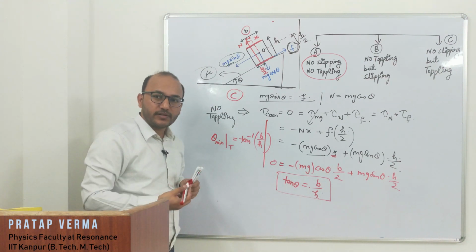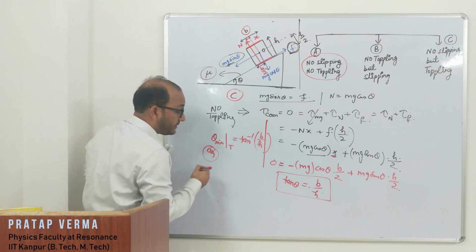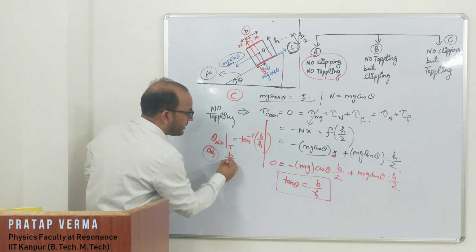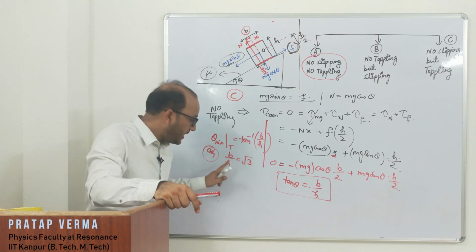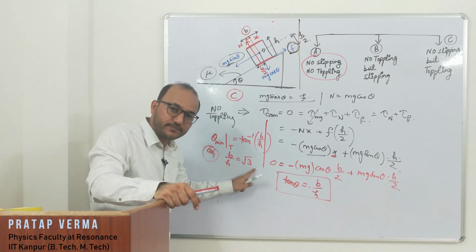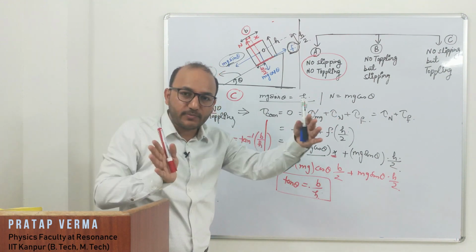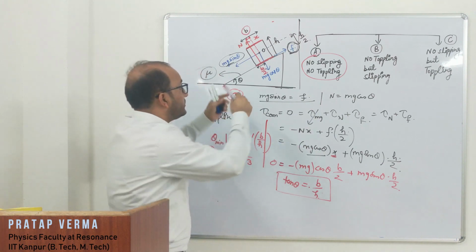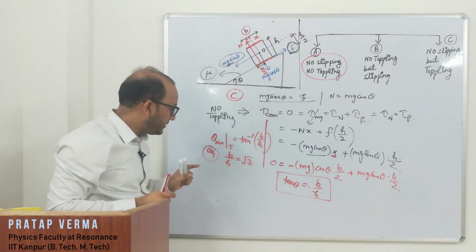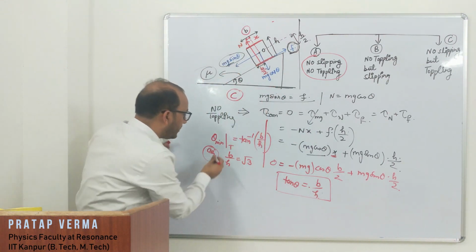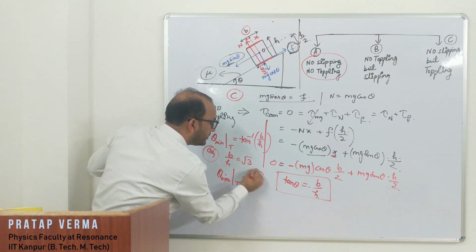Again, let's take some numbers because it helps us to compare things. Suppose b divided by h is equal to root 3, pay attention to this. What does it mean? It means the base is big, height is small. For this cuboid, this dimension is huge compared to the height. So in this scenario, we will get theta minimum for toppling to be equal to 60 degrees.